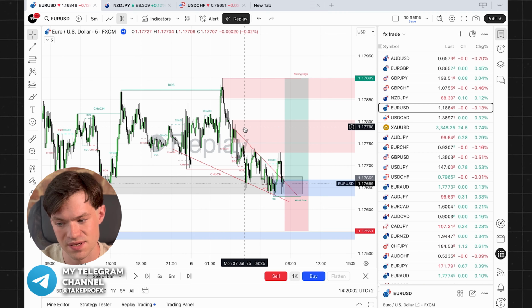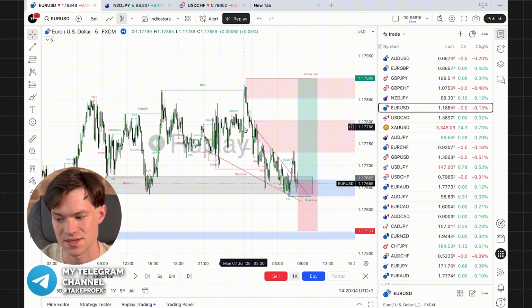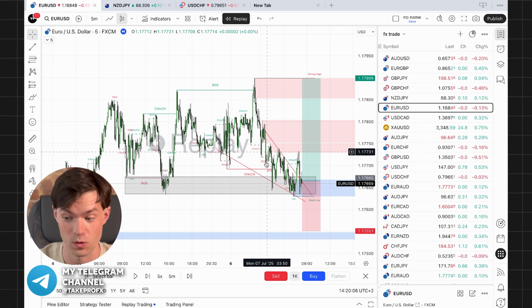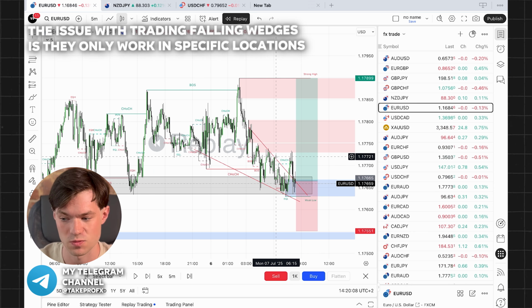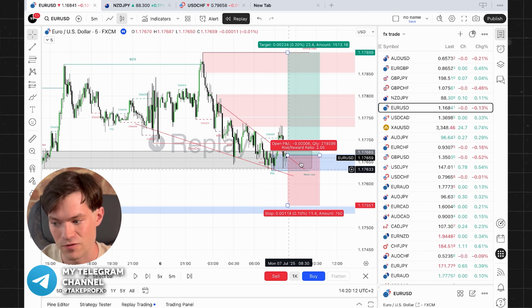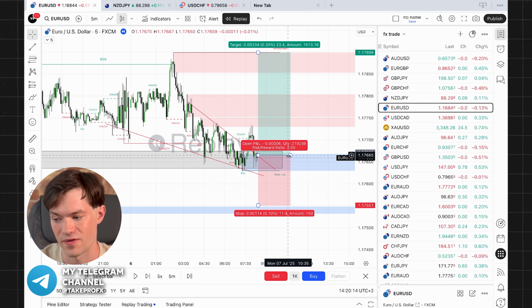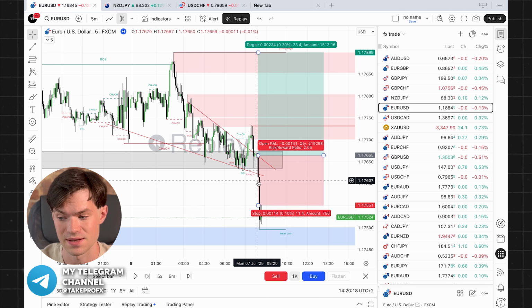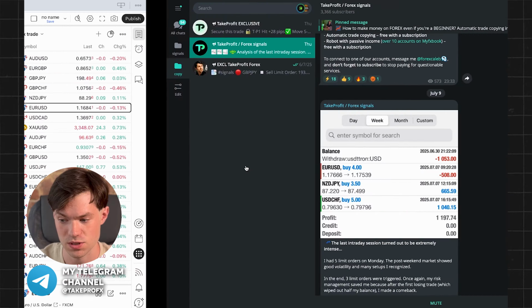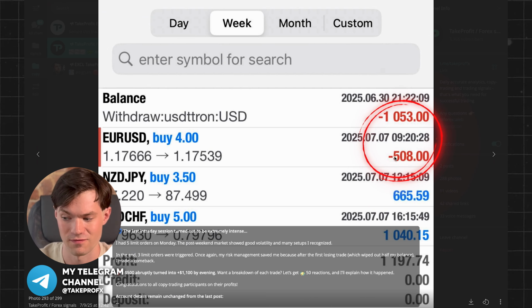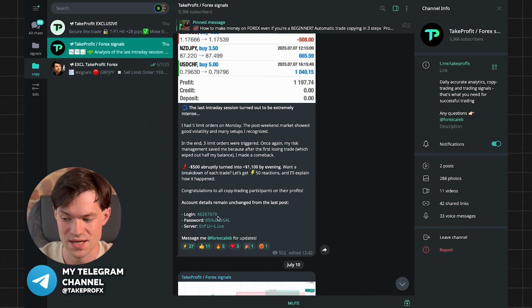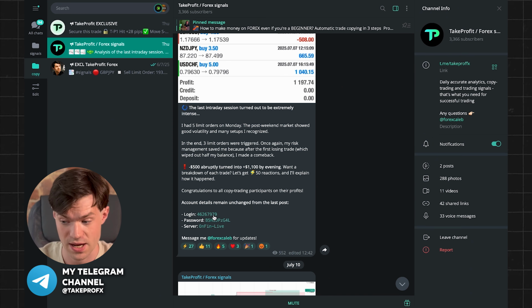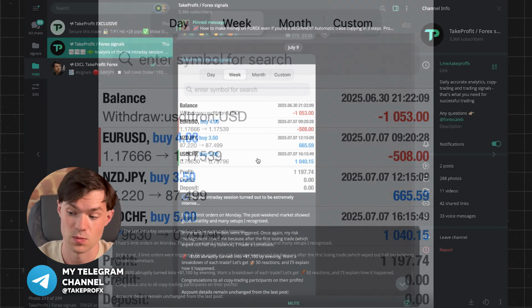The problem for traders who trade the technical patterns is that the falling wedge, like all other reversal patterns, only needs to be traded in a specific location. Unfortunately, this trade could have been a very good example for us, but it turned out that this trade literally in 10 minutes brought me a loss of as much as 508. I left the account data in a post in my Telegram channel, so you can go log in to the account and see all the trades in more detail.